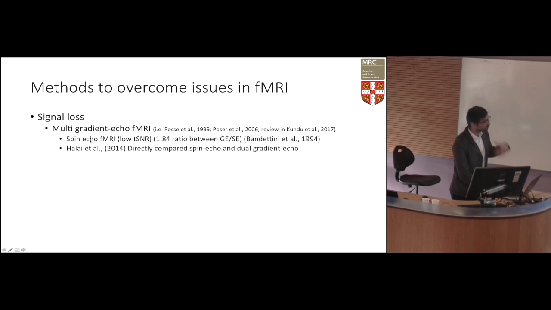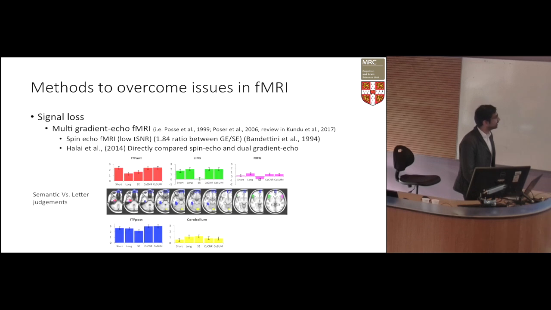So we know that for spin echo fMRI, I won't go into all the details, but the signal to noise ratio is actually quite low because of the way the data is collected. And studies suggest the ratio between gradient echo and spin echo sequence in terms of signal to noise is about 1.84. So we directly compared using spin echo, and at the time we used just 2 gradient echoes because that's what the capability of the scanner was. We had quite an old scanner at the time, but since it's been upgraded.